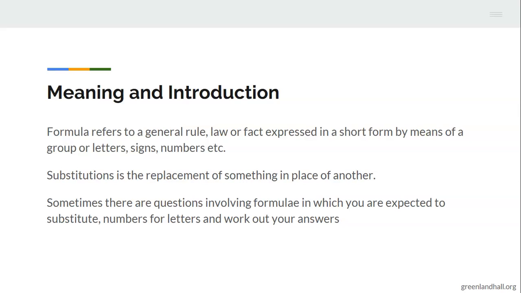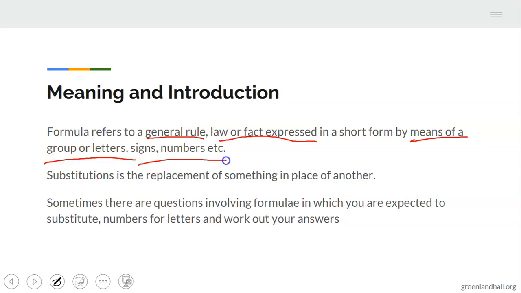That means it is a rule or law, it helps us to do what? We express in short form by means of a group of letters, a sign, or number. Now, this is what you should note. A general rule. It's a law or fact expressed in short form, by means of a group of letters, signs, or number. Very important. General rule that we use to solve something. So, it's a representation, actually. It can be in sign, it can be in numbers. And we really need these things moving forward in this lesson.